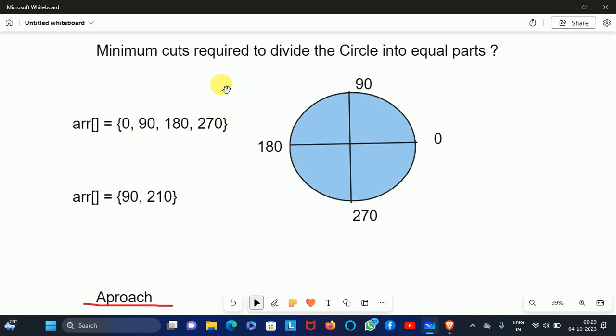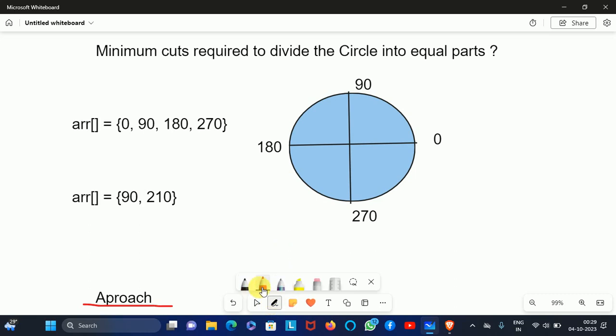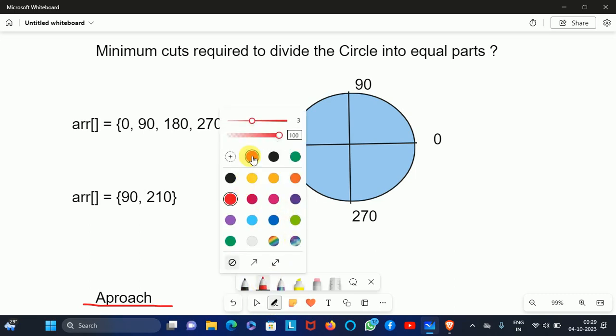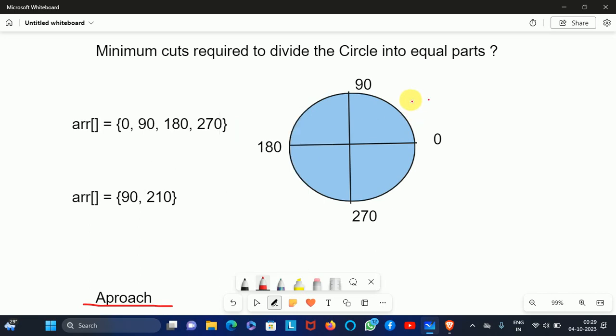So how can we solve this question? Let's do some conceptual parts first, and after that we will do coding. We are given an array, and the array represents the different angles at which a circle is cut. We need to find the number of more cuts required so that the circle is divided into equal parts.